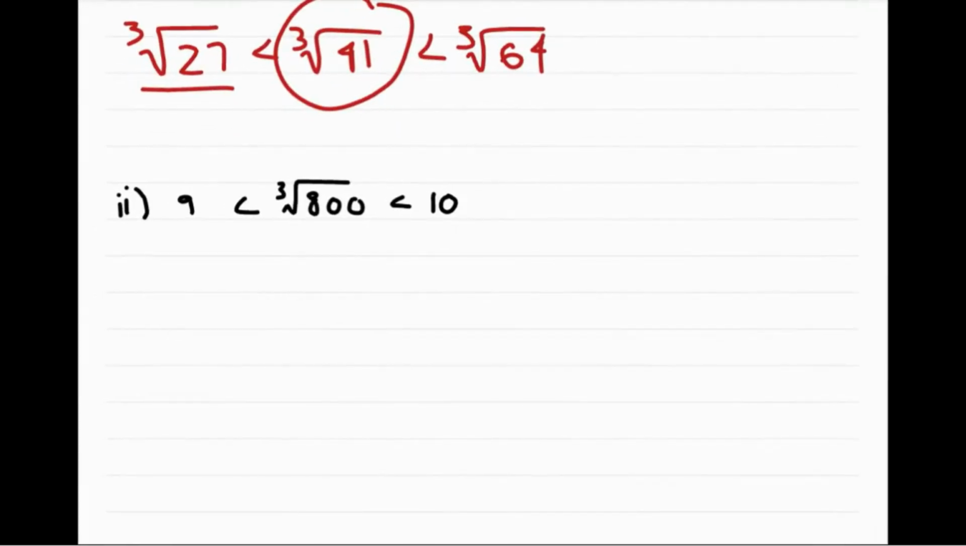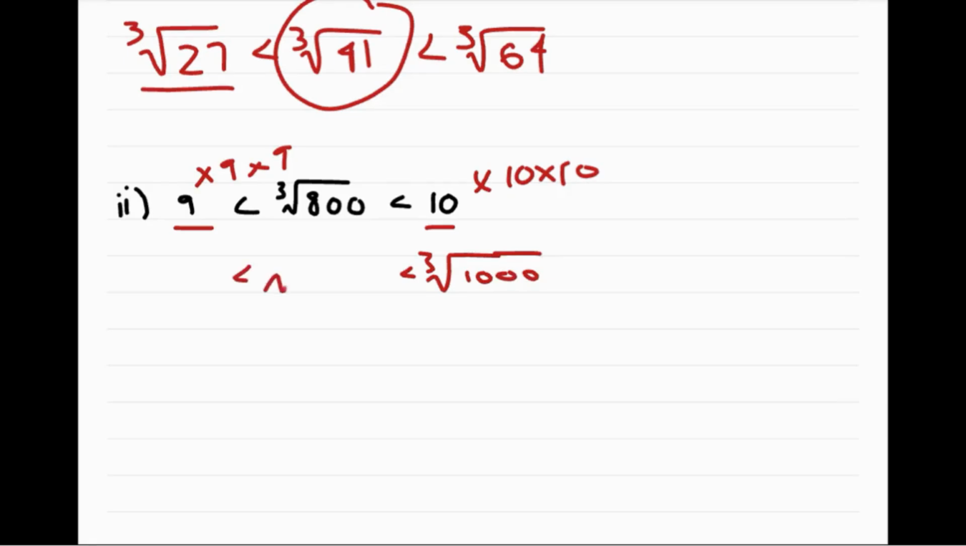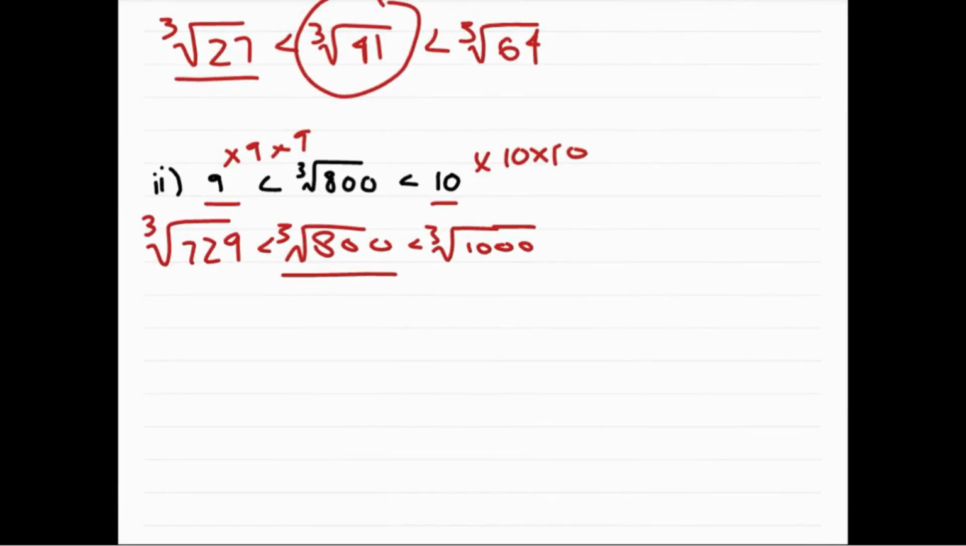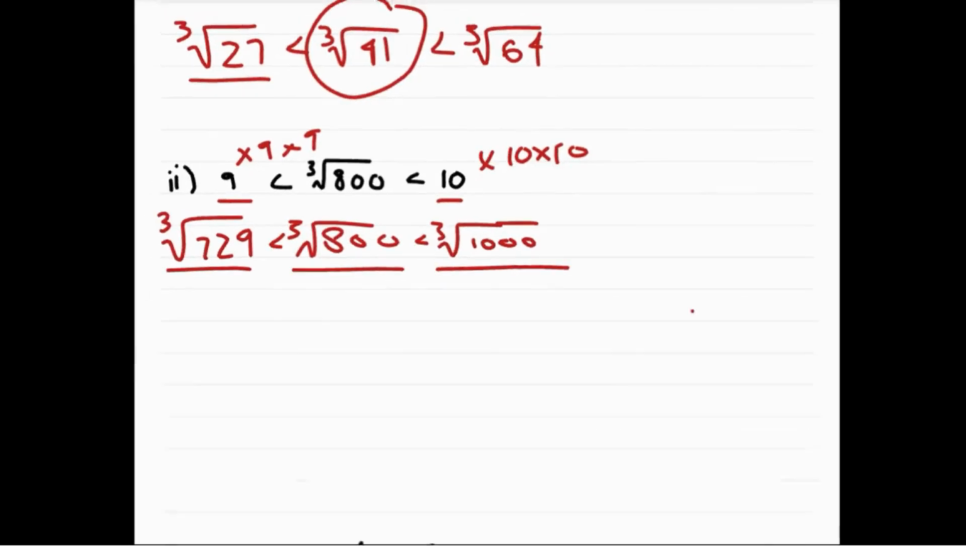The last question we have over here is cube root of 800 is larger than 9 and smaller than 10. So we just multiply 9 3 times and we'll multiply 10 3 times. So we'll get a cube root of 1000 over here. And you can simply do this, like cube root of 800. And the last one we're going to have is cube root of 729. So we just proved that 800 is larger than cube root of 729 and smaller than 1000.